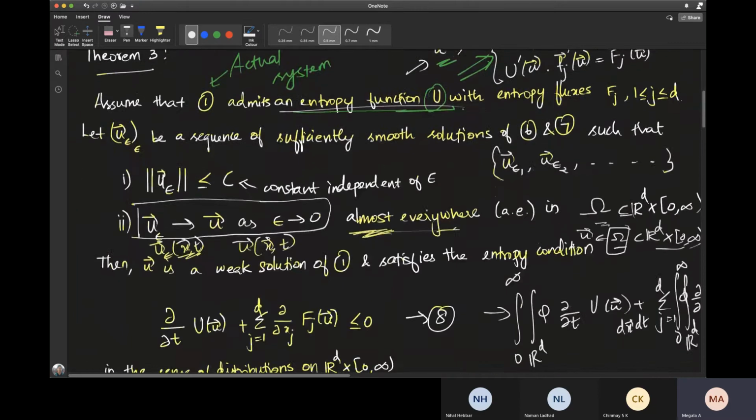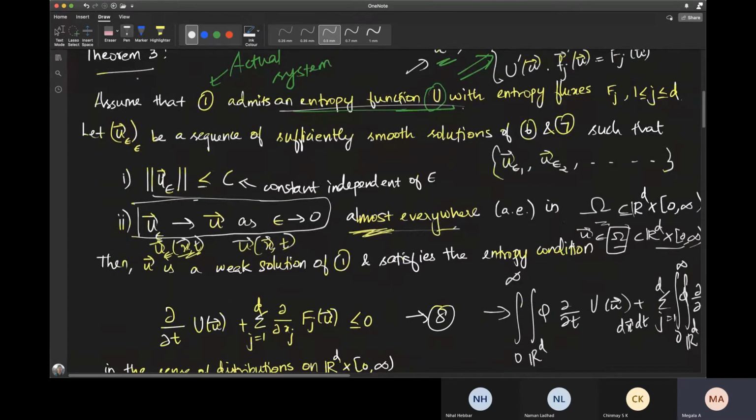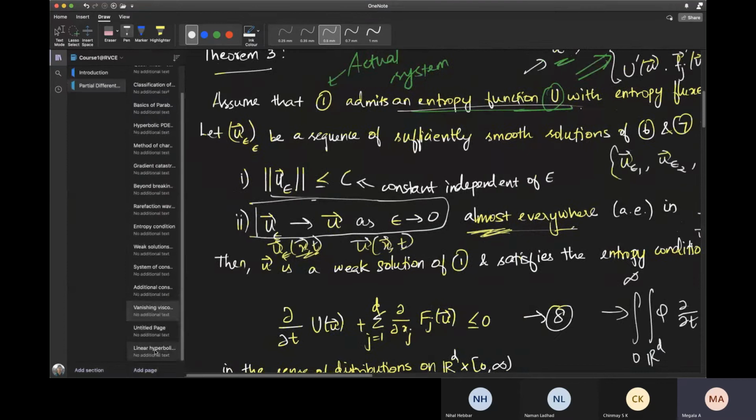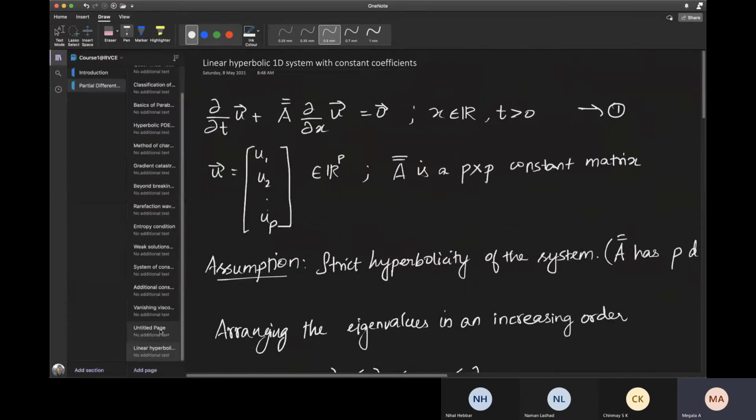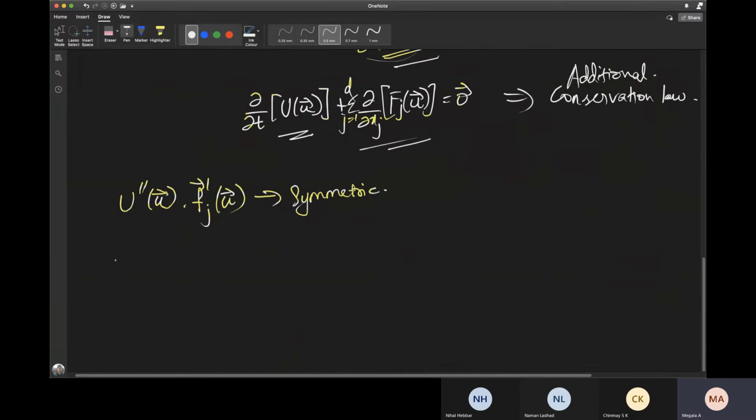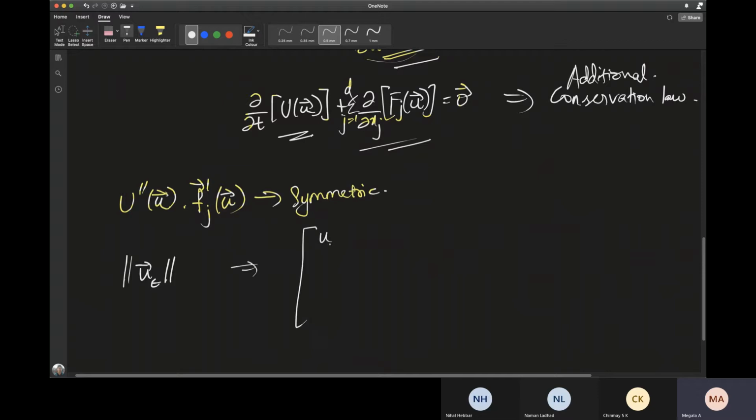And with the first condition, when you say norm of vector U epsilon, U vector epsilon has 3 components, okay? U1, I'll write epsilon at the top now.